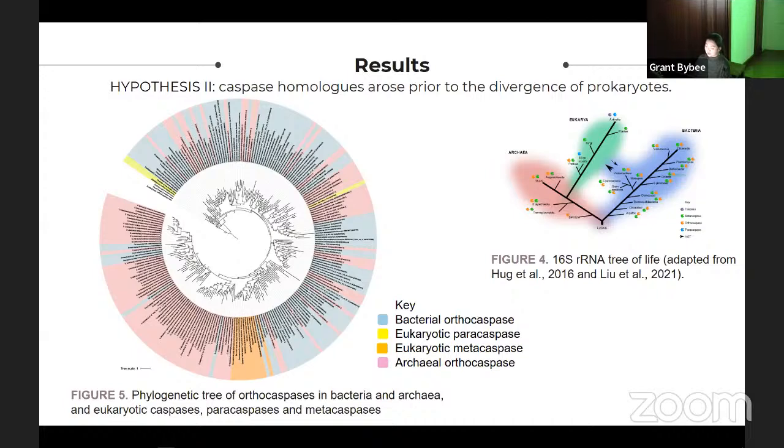But by looking at the wide taxonomic distribution of various caspase homologs with this phylogenetic tree, we came to a conclusion that these caspase homologs may have arisen prior to the divergence of prokaryotes, basically since LUCA. And we don't actually have proof that they arose prior to the diversification, but we claim that it was the most parsimonious explanation.